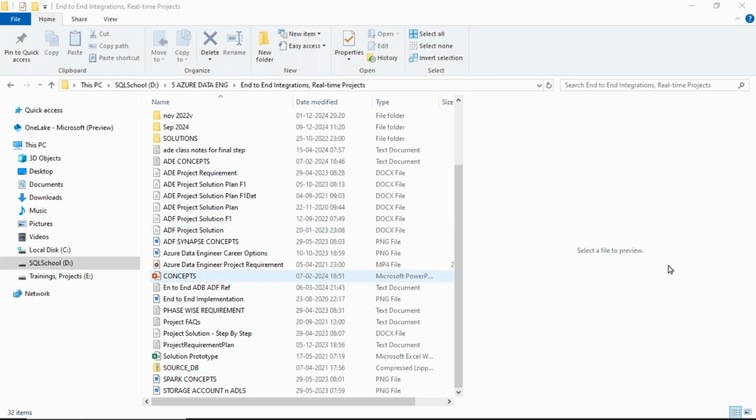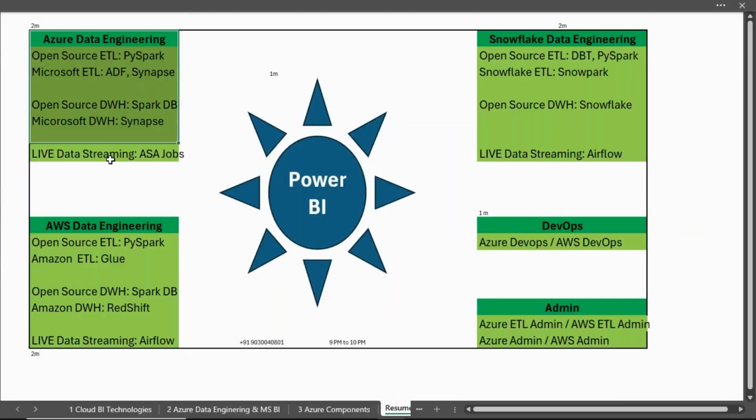Thank you. This is the one, brother. Azure data engineer is different. AWS data engineer is different. Snowflake engineering is different. Power BI is different. DevOps is different. Admin is different. Okay, so choose whichever you want.